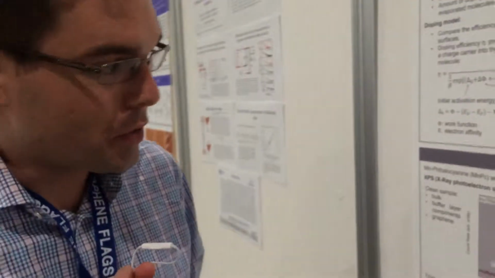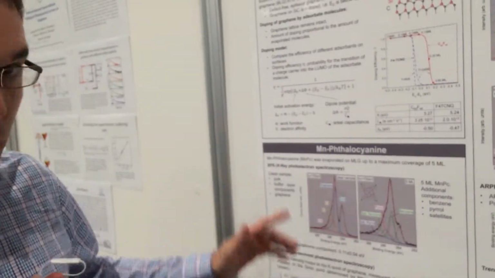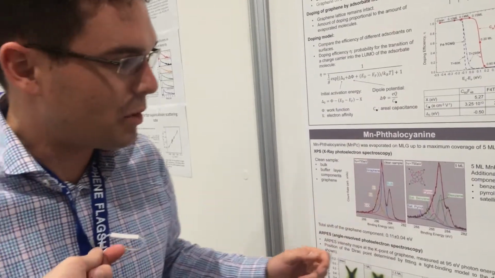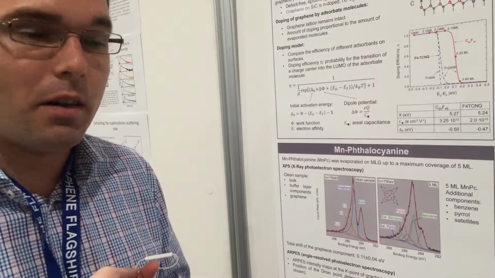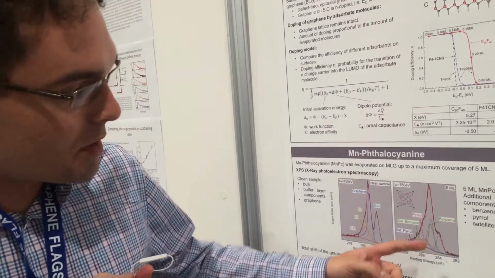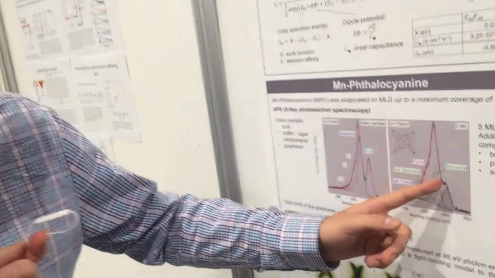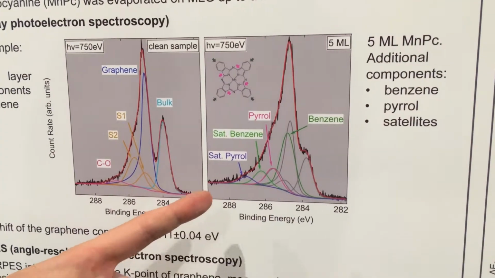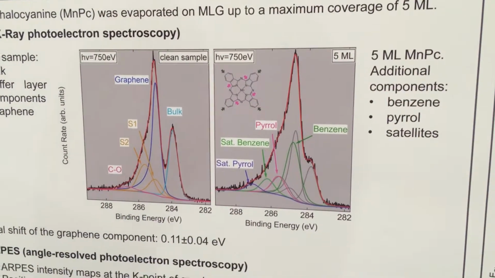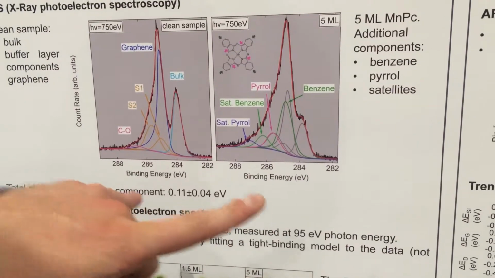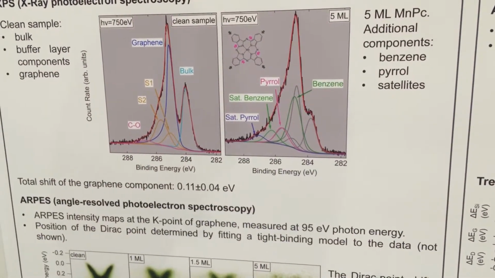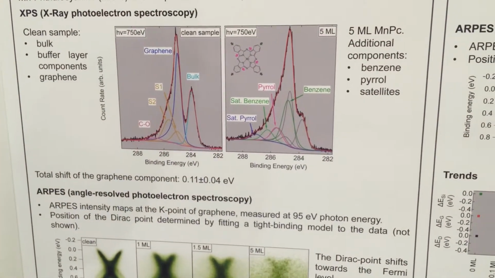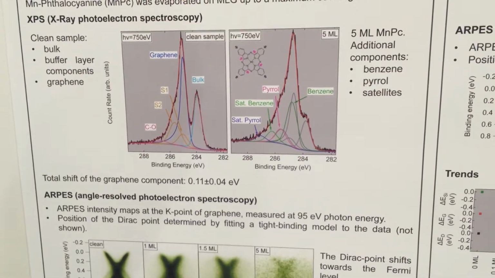So basically what we took was a monolayer sample. You see the typical signature of a bulk, graphene and the buffer layer components. Obviously we had some oxygen on the sample, and then we evaporated some manganese phthalocyanines. You see the typical features like the benzene, the pyrrole and the satellite peaks over there. It's all convoluted in the spectra, and in this part we're only interested in the graphene position. This gives us the doping, and we calculate a total doping of 0.11 electron volts, so that means it's p-doped.